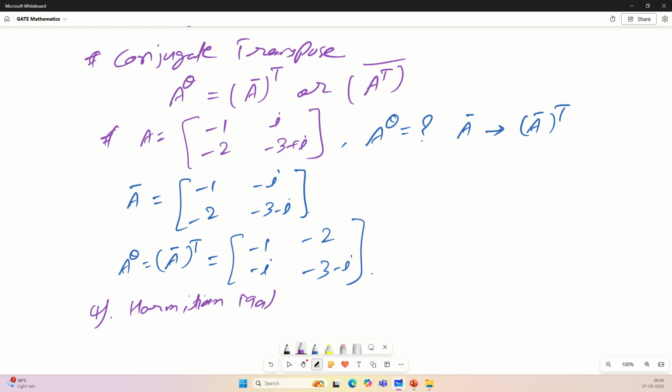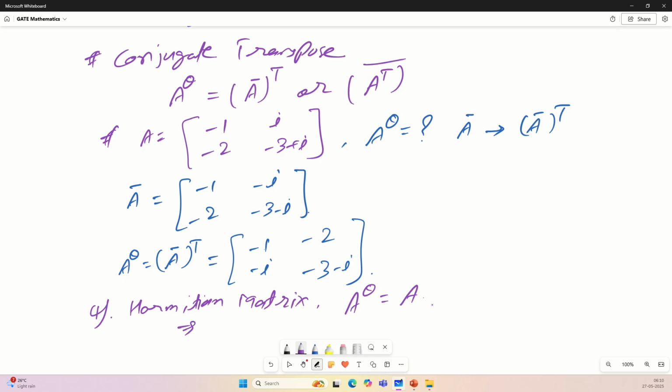Hermitian matrix. In that we had seen symmetric matrix, skew symmetric matrix. Similar to that we have Hermitian matrix, skew Hermitian matrix and all. So that will be for complex conjugate, like complex matrices. So Hermitian matrix says that if my A theta is equal to A, then it will be Hermitian matrix. Okay. And this is nothing but a general form or generalized form of symmetric matrix.